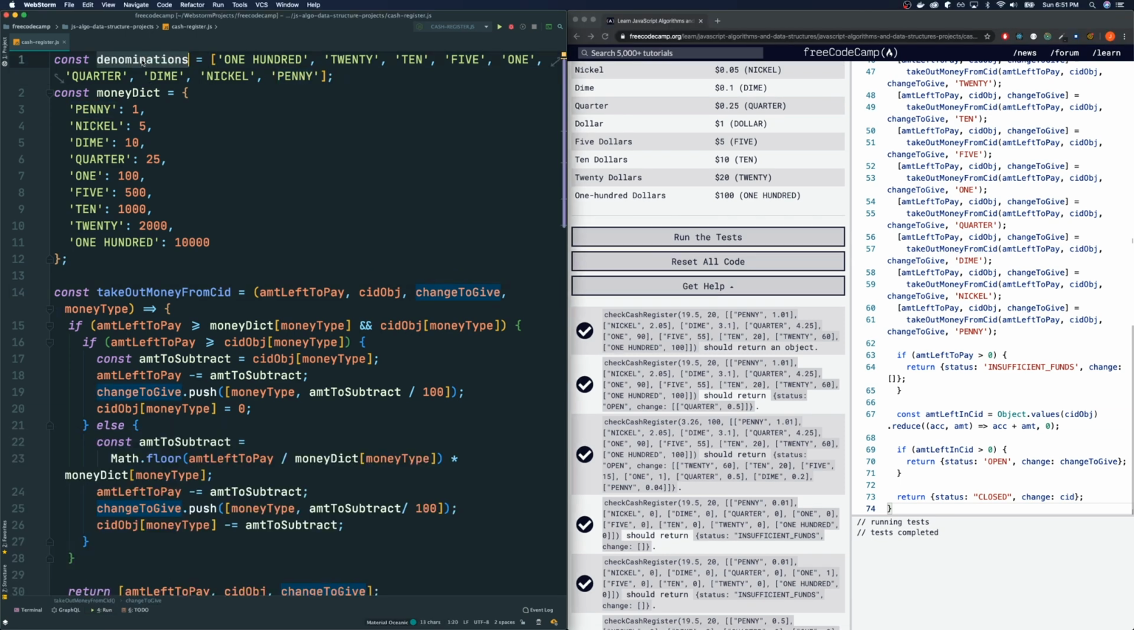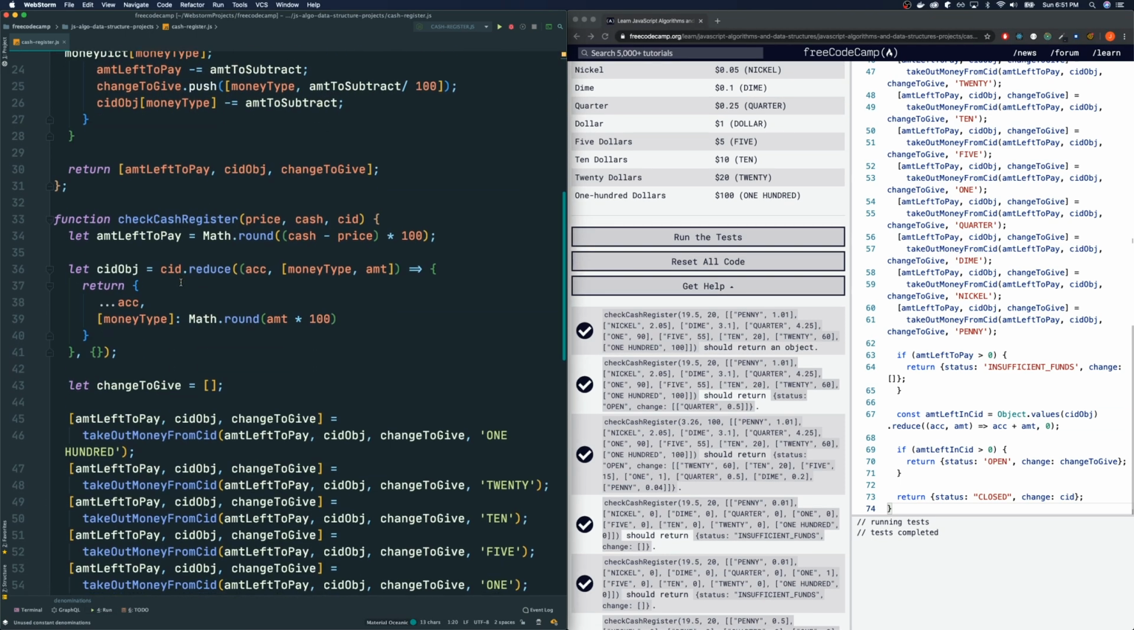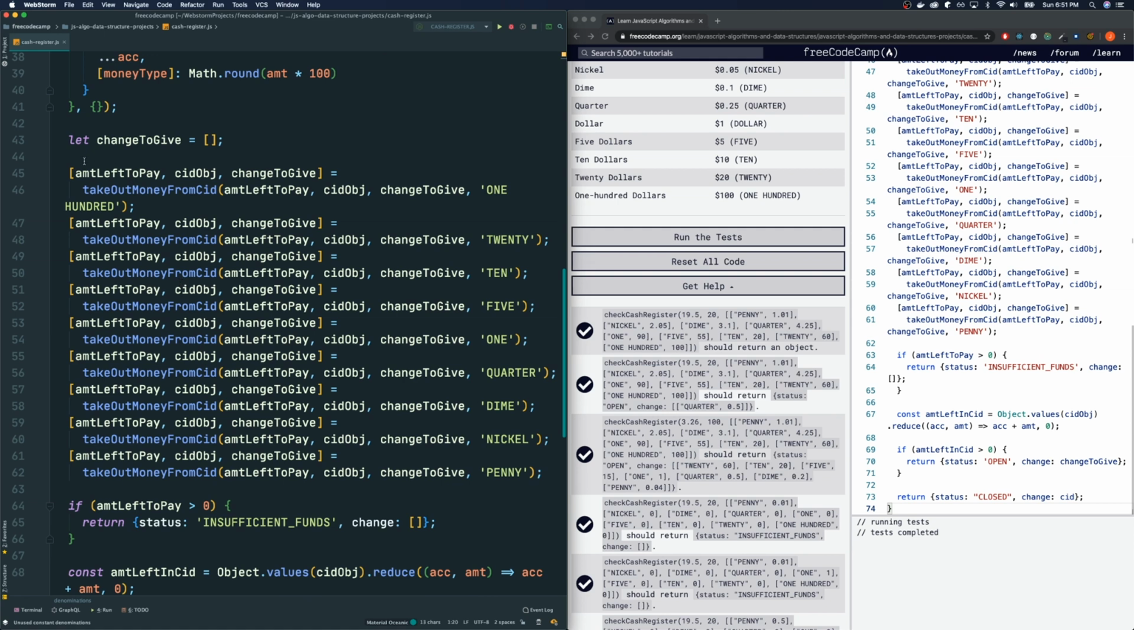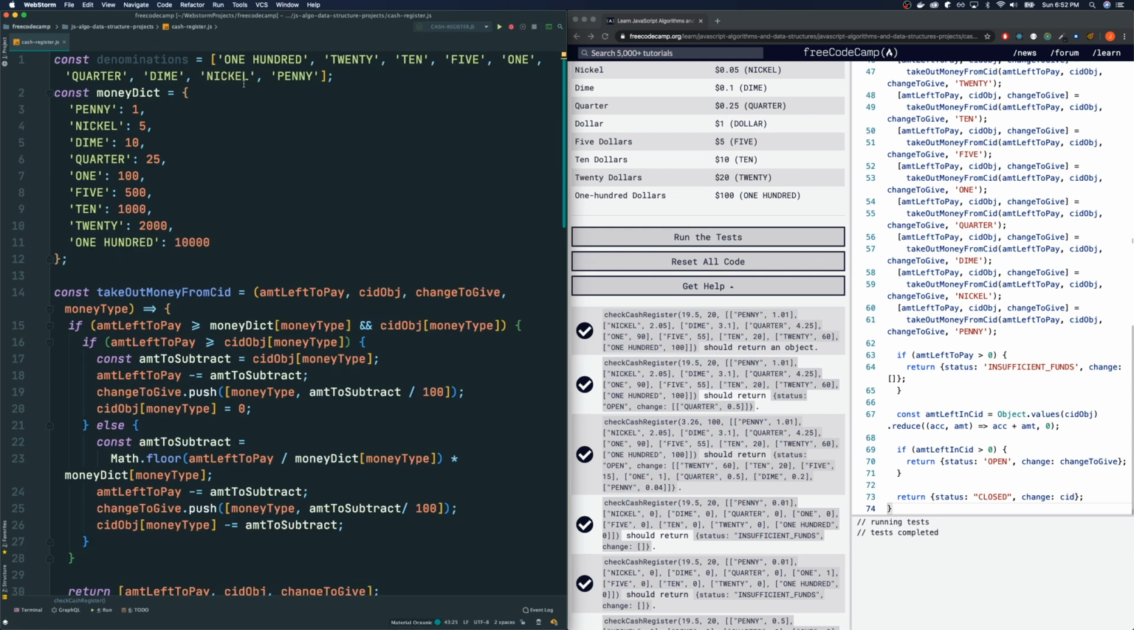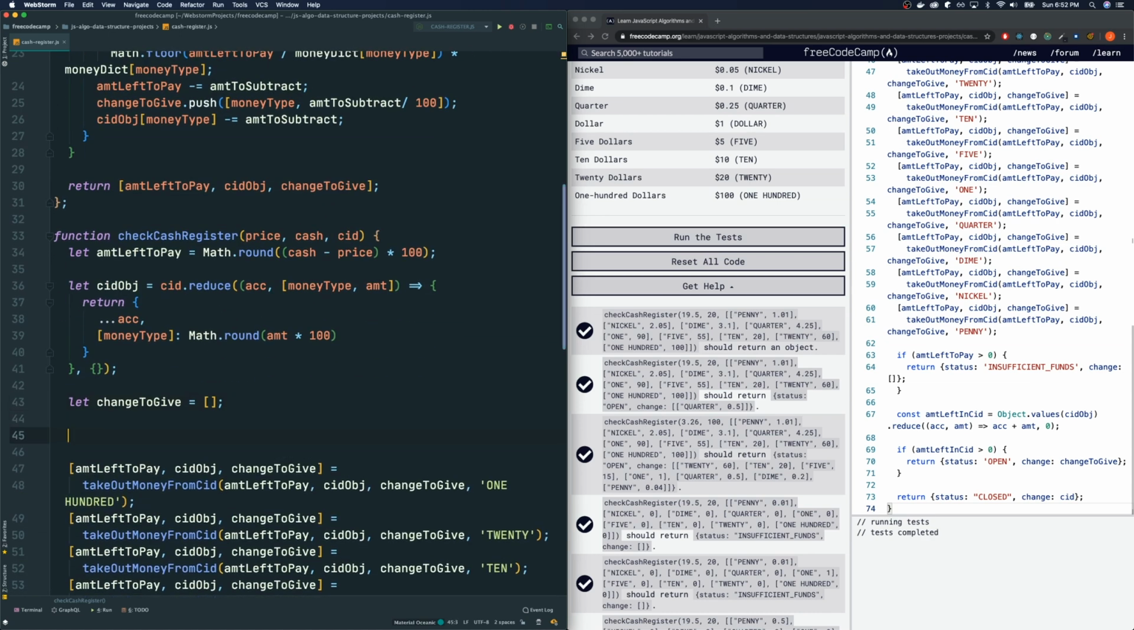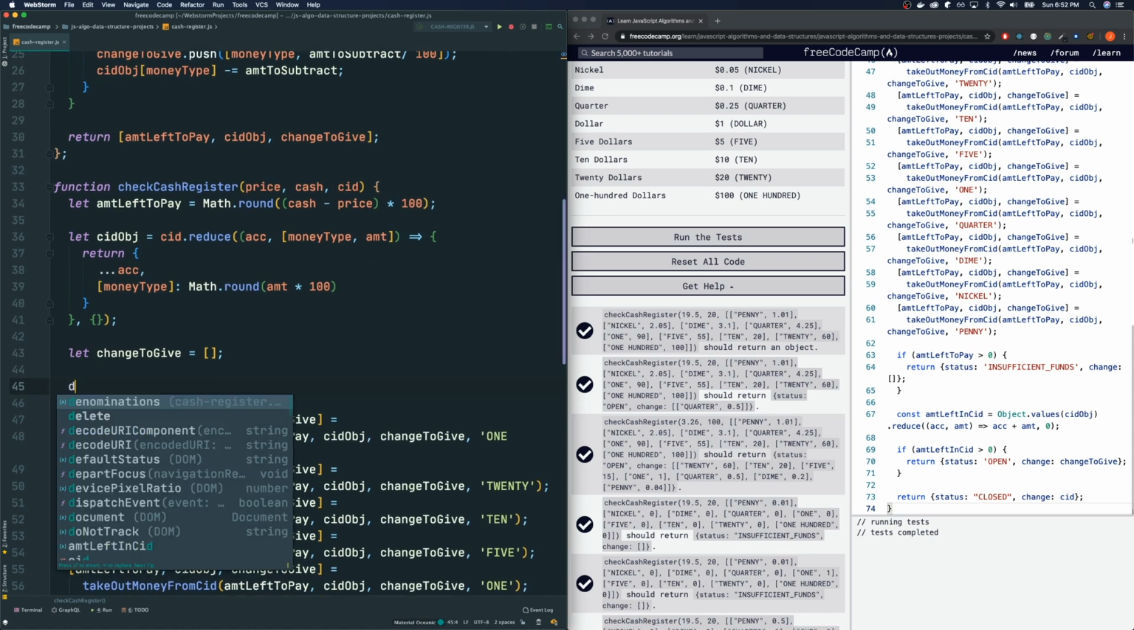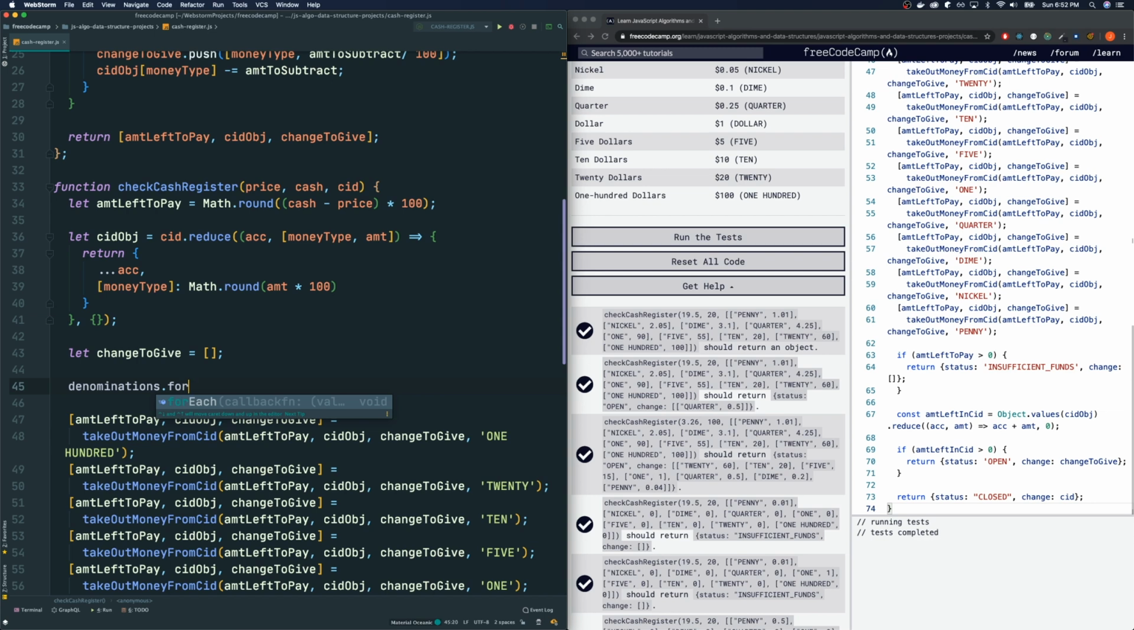And using our denominations now, let's go back down here. We got a lot of repeated code here. So I want to loop through our denominations array and do a forEach function call on it. So let's do this. Denominations forEach. We pass in a callback function here, and we are gonna have our money type. That's what we're looping through within our denominations.